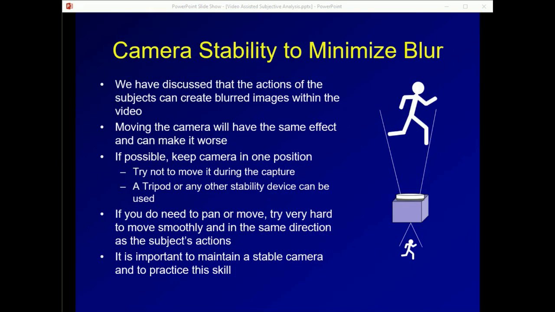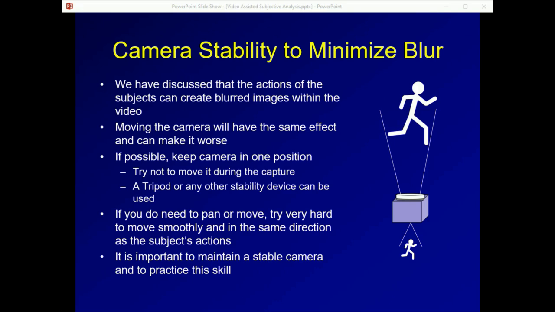Since the subject is moving, which can in itself create image blurring, and if we want to minimize blurring of the image, it is important to eliminate or minimize any camera movement during the capture. Moving the camera will have the same effect as subject movement and can make it even worse. If possible, keep the camera in one position. Try not to move it during the capture. A tripod or any other stability device can be used.